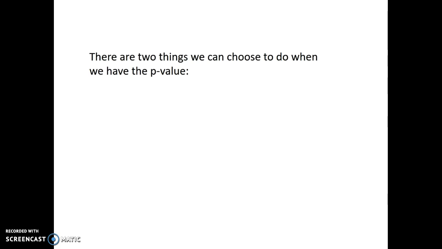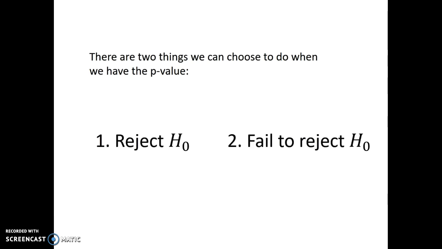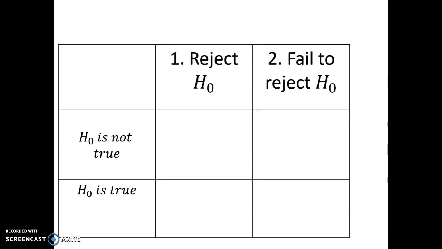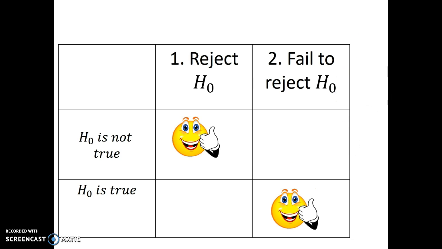So we find our p-value, how likely it is, and we either reject the null hypothesis or we fail to reject the null hypothesis. Those are the two choices we make. It's when we do this that we come up with possible errors. Now, if we reject the null hypothesis and the null hypothesis wasn't true, yay, that's good. If we fail to reject the null hypothesis and the null hypothesis is true, then that's good as well.